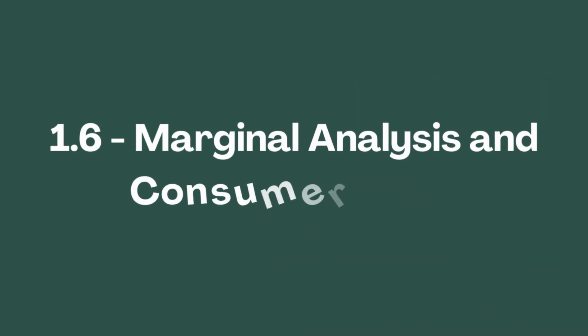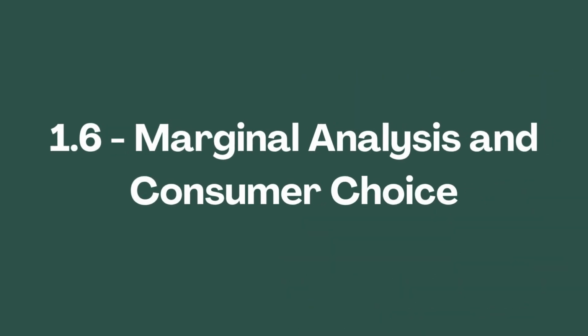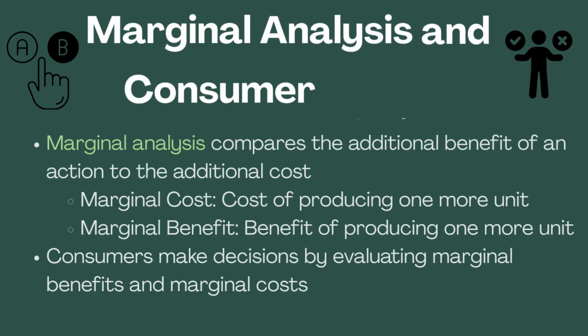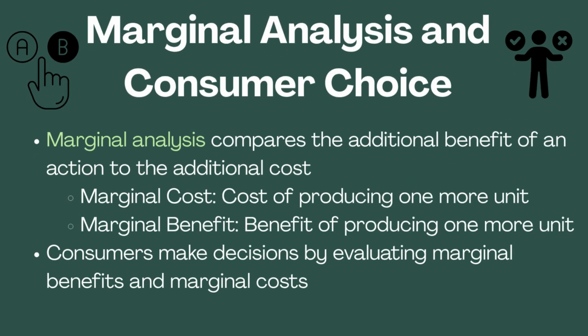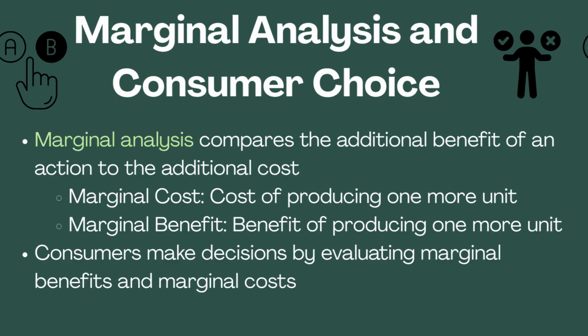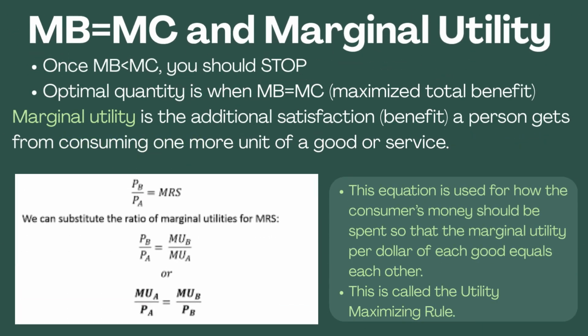Now for our final topic of Microeconomics Unit 1, Marginal Analysis and Consumer Choice. Marginal analysis compares the additional benefit of an action to the additional cost. Marginal cost is the cost of producing one more unit, and marginal benefit is the benefit of producing one more unit. Consumers make decisions by evaluating marginal benefits and marginal costs. Once marginal cost exceeds marginal benefit, you should stop producing. Optimal quantity is when marginal benefit is equal to marginal cost. This is the maximized total benefit point.